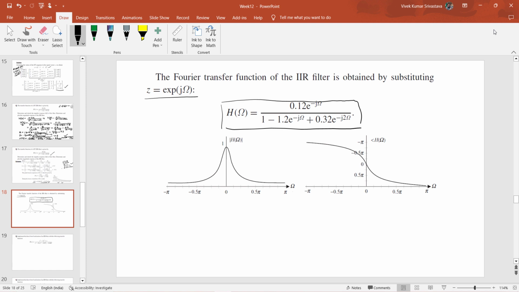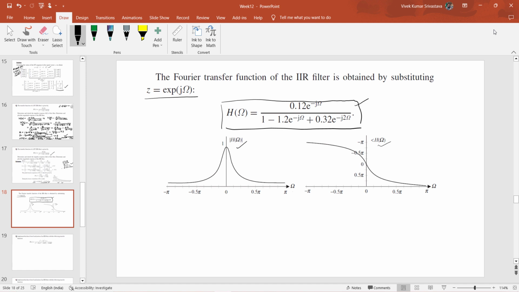Now we can use this expression to determine the magnitude and the corresponding phase that we have seen earlier in a problem. So we will determine the magnitude of h of omega and the phase of h of omega. Now we can plug the value of omega from minus pi to pi, so as to plot the value of h of omega. Once you plug the value of omega and plot it, you will get this kind of response: magnitude is like this, whereas the phase response is like this.